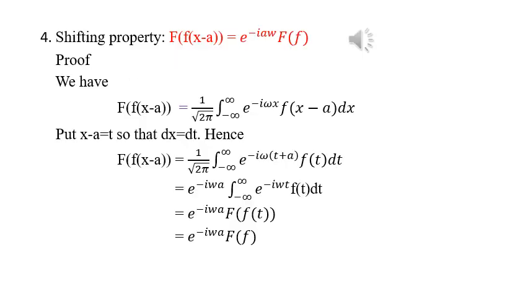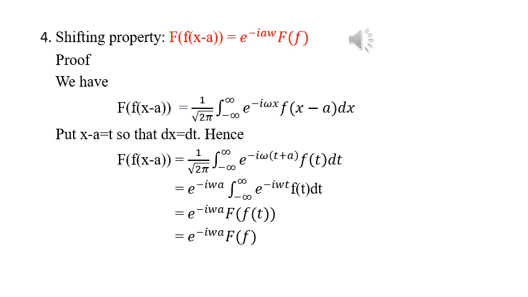Next is a shifting property, that is Fourier transform of f of x minus a is equal to e raised to minus i a omega into Fourier transform of f. That is, we have the Fourier transform of f of x minus a is equal to 1 by root 2 pi integral minus infinity to infinity e raised to minus i omega x into f of x minus a dx. Now put x minus a is equal to t so that dx is equal to dt. Hence, Fourier transform of f of x minus a is equal to 1 by root 2 pi integral minus infinity to infinity e raised to minus i omega.